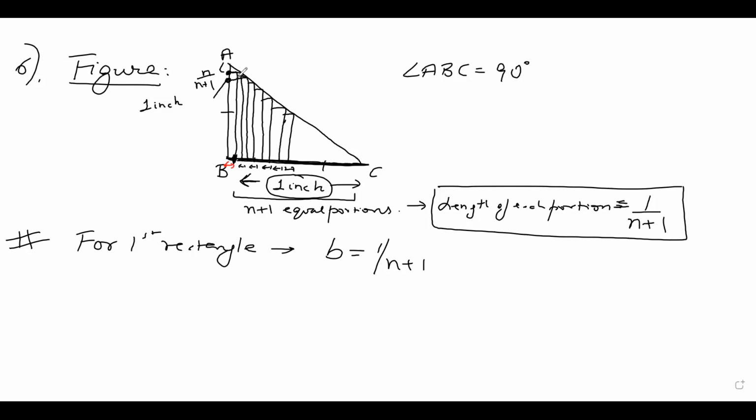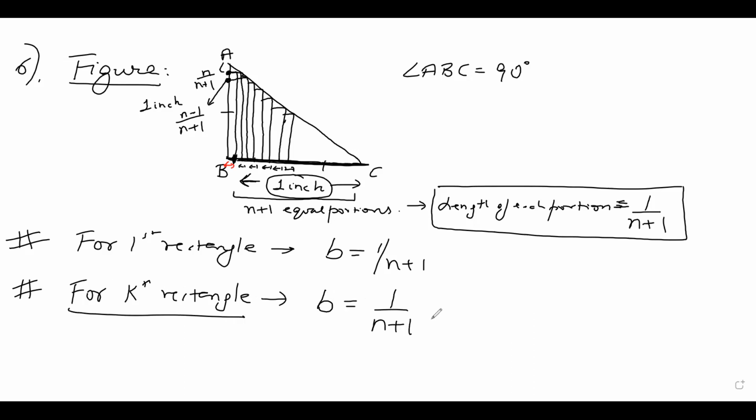Similarly, this point will be n minus 1 upon n plus 1, and so on. So in general, for the kth rectangle, if I choose, it will have a breadth of 1 upon n plus 1, and how much length will it have? It will have the same breadth, but its length will be k upon n plus 1.